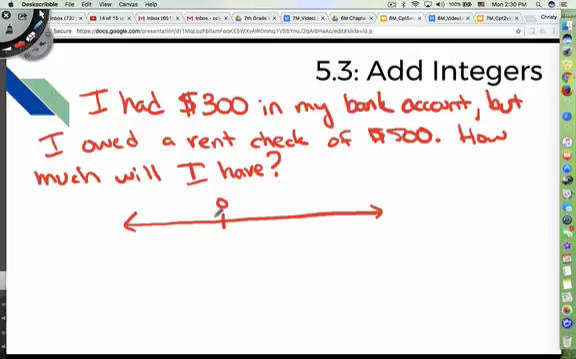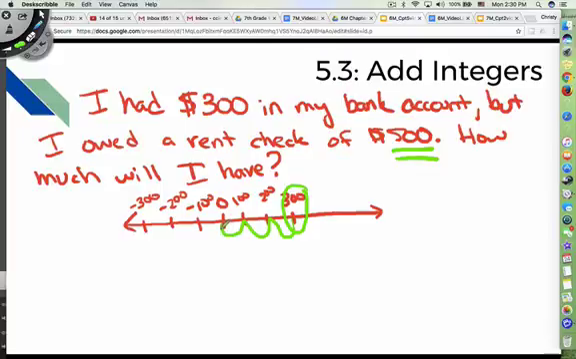Here's that 0. Okay, I had $100, $200, $300. Okay, and let's go ahead and do negative 100, negative 200, negative 300. Let's go ahead and fill it in. So here I am, I'm right there at the 300 mark. Okay, but I have to get rid of $500. So here's 100, 200, 300, 400, 500. Okay, so that means that I am now at negative $200.